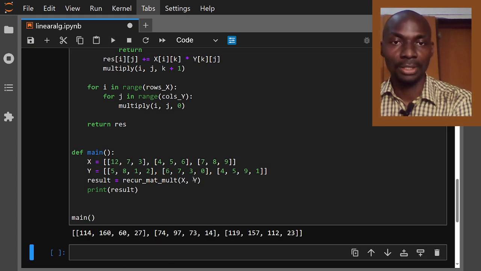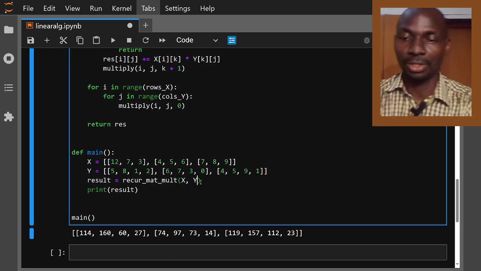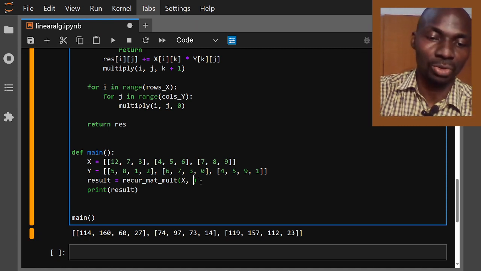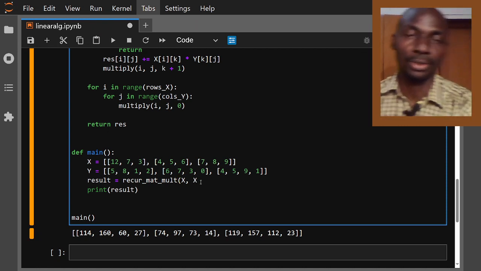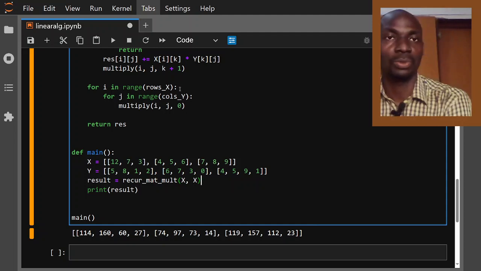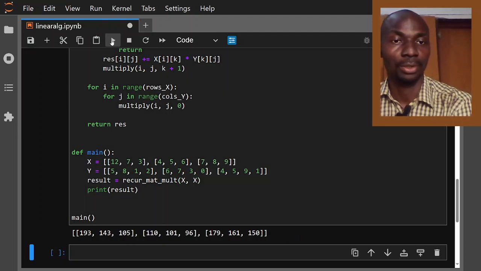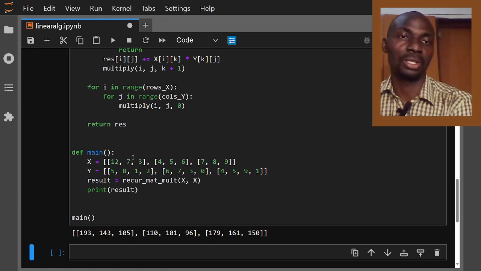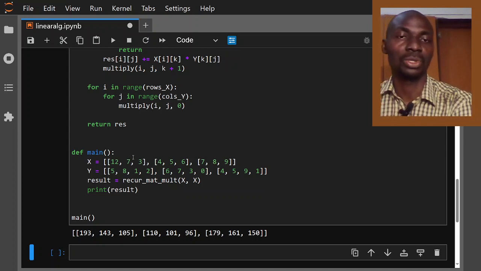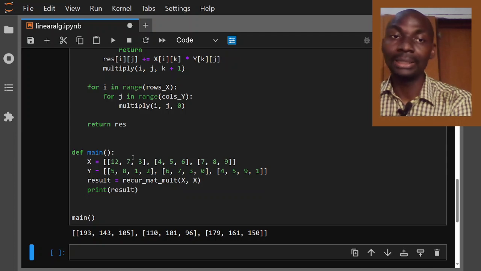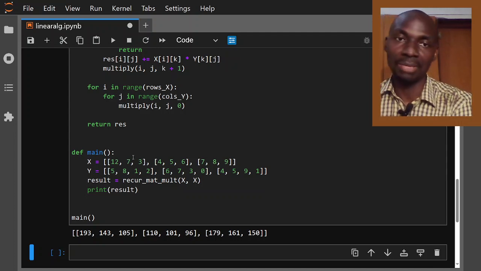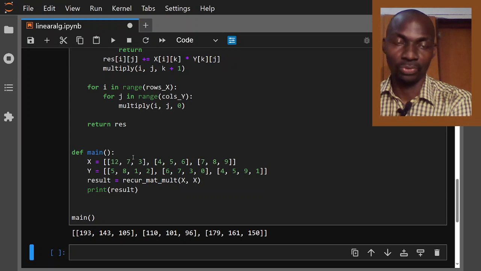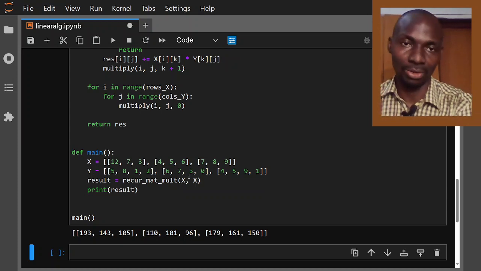Wonderful. Let's see if we change this implementation here from X to X and see if it will still work. Yeah, it does work. And this is because our X matrix is a square matrix. It has 3 rows and 3 columns. When multiplying a square matrix, the inner dimensions match, so it satisfies our condition.